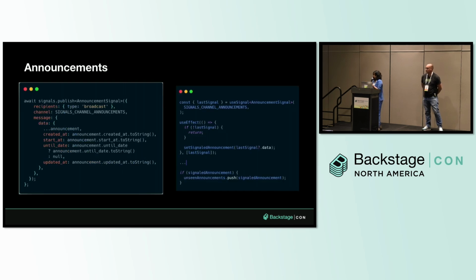We also talked about the signals backend. So how does that work differently compared to notifications? You could publish it similarly to how you would build a notification. You create a channel that front-end plugins could subscribe to. The channel ID is signals channel announcements. And the type is, again, broadcast, because this specific signal is applicable to every user ID.